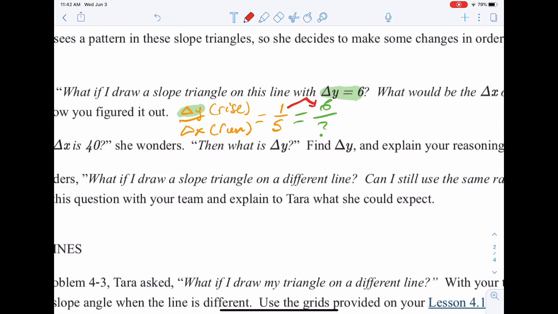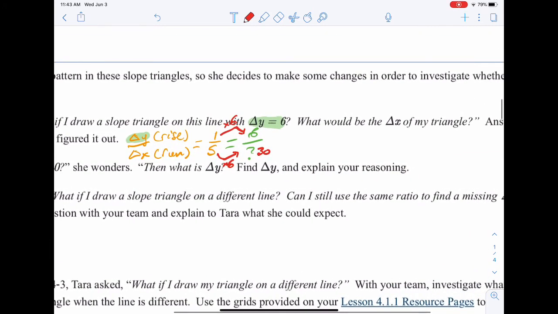Well, if you haven't gotten this far, you can pause the video and you can try and complete this on your own. If you have already finished, then just continue watching and correcting and checking your work. So the scale factor would be 6. 1 times 6 will give us 6. And so I would apply the same scale factor to 5, and that would give me 30. So if the change in y is 6, the change in x would equal 30.